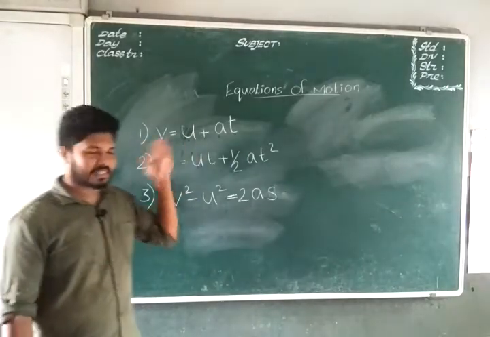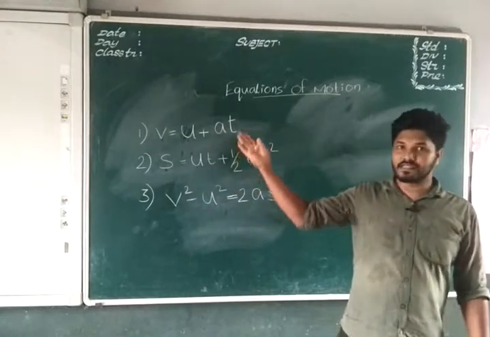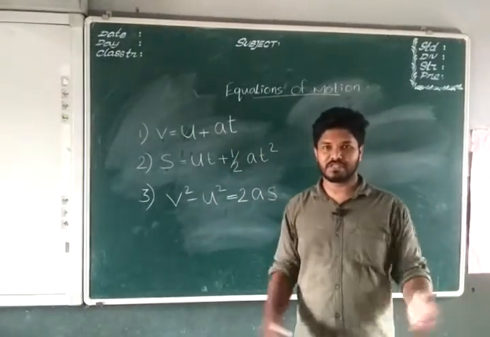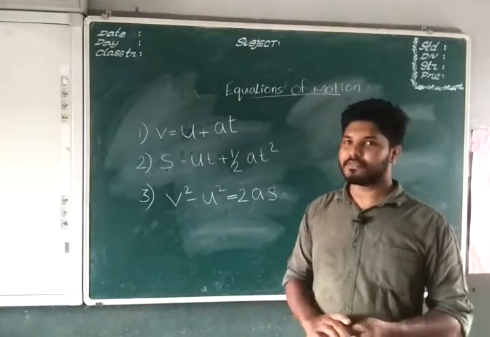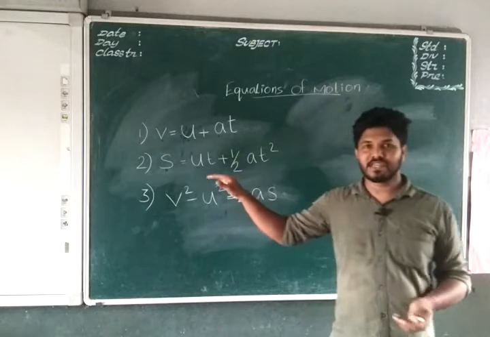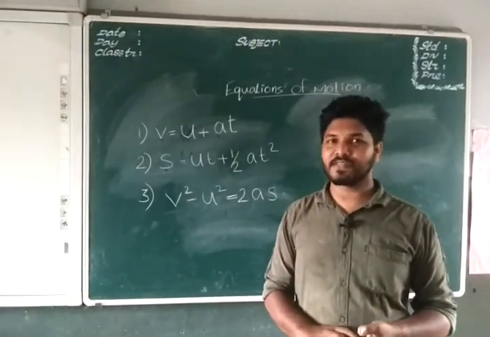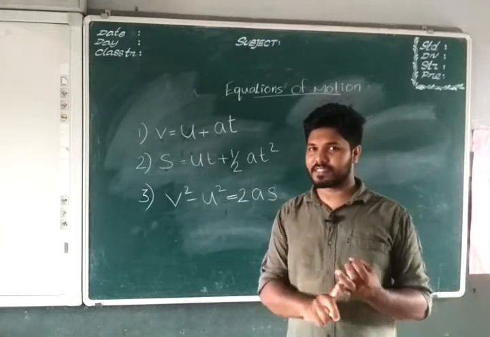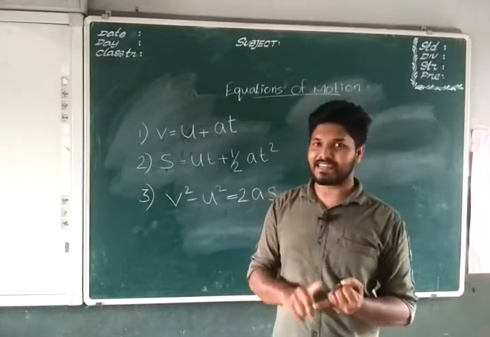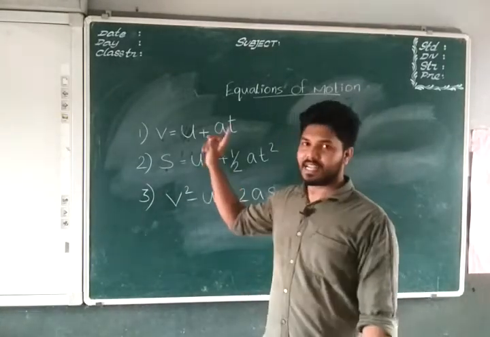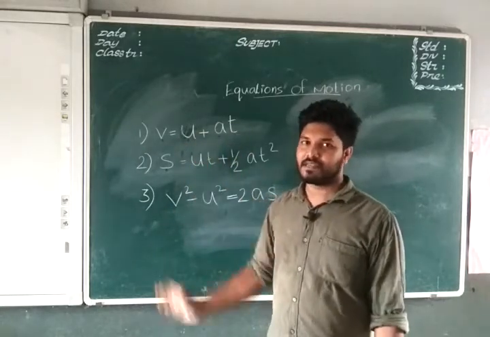Now the next thing we have to do is prove this. I just stated these equations and told you these are the equations of motion, but we want to know whether it is true or not. So we have to prove each equation using a velocity time graph. We know the slope of the velocity time graph is acceleration, right? So using that, let us prove V equal to U plus AT. It's very easy. Just listen to me.